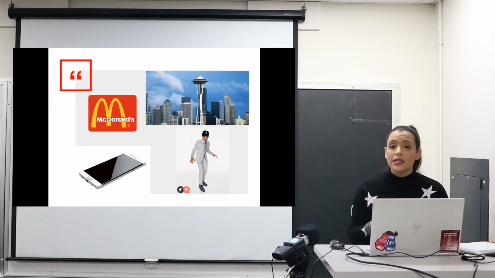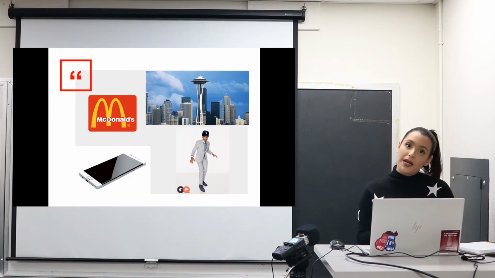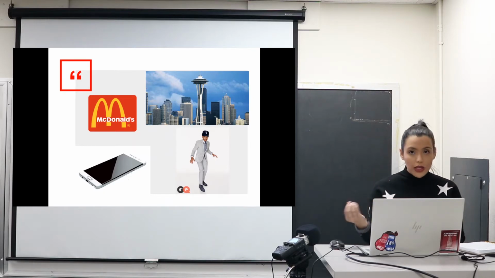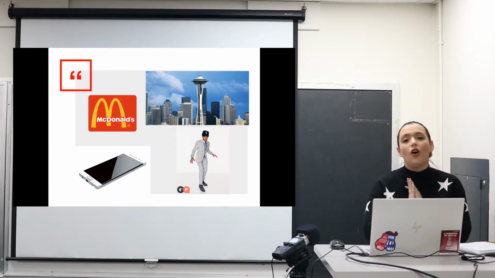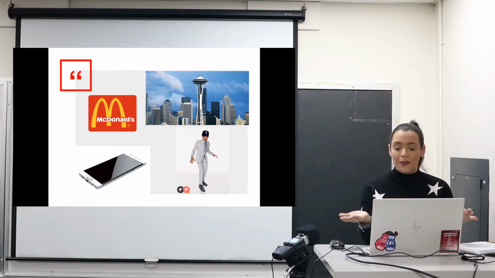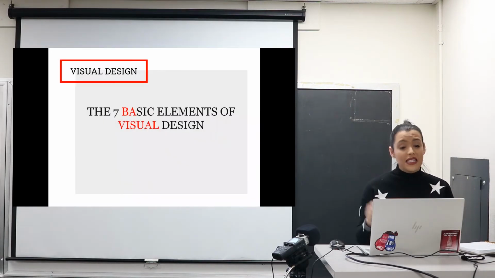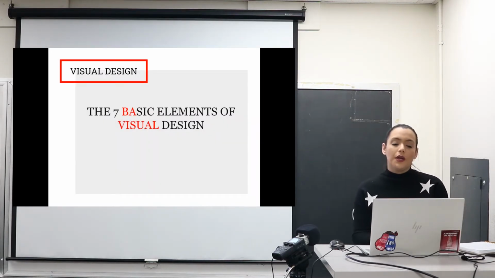You also have phone design. All of our phones are designed with a purpose, even to the way you hold them, the way you can talk through them, the way the buttons are. And you also have fashion design. All of our clothes are made to serve a purpose. Today we are going to be talking about visual design, and we're going to be covering the 7 basic elements of visual design.